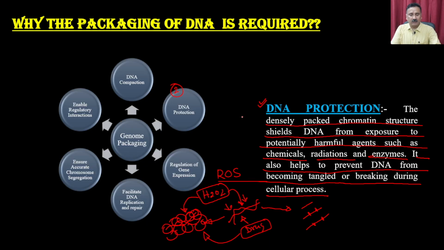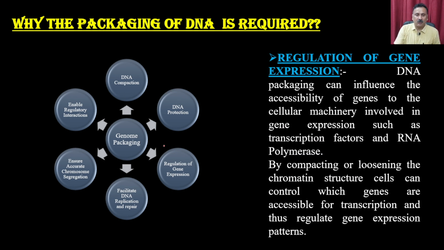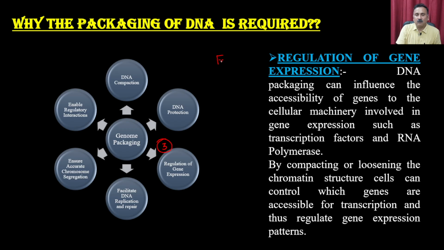Now the third point is the regulation of gene expression, right? You know that gene expression is a very tightly regulated process. If gene regulation is not done, it is going to have a very significant negative effect on the health of that particular cell. For example, you have taken a meal, and it has produced glucose, and the blood glucose level has increased.